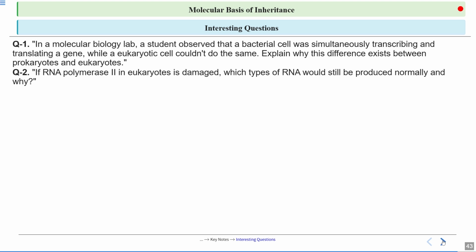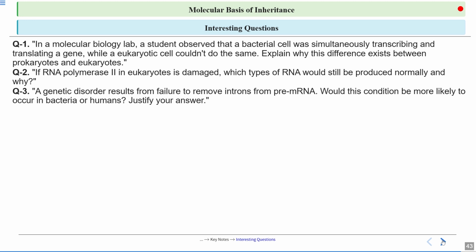Second question: if RNA polymerase 2 in eukaryotes is damaged, which type of RNA would still be produced normally and why? We know that eukaryotes have 3 types of polymerase. So you have to answer: if polymerase 1 and 3 are proper, then which RNA is going to be produced. I'm giving you hints so that you can answer.